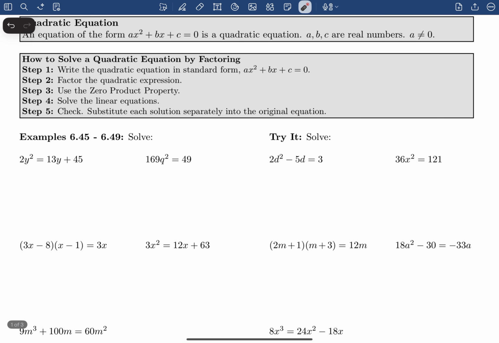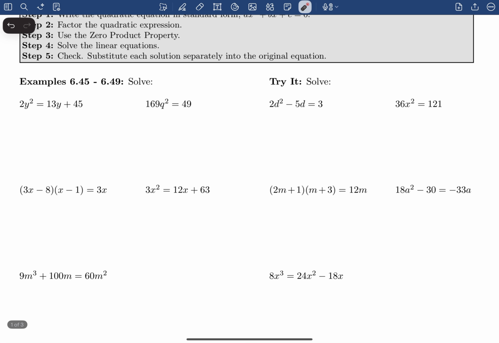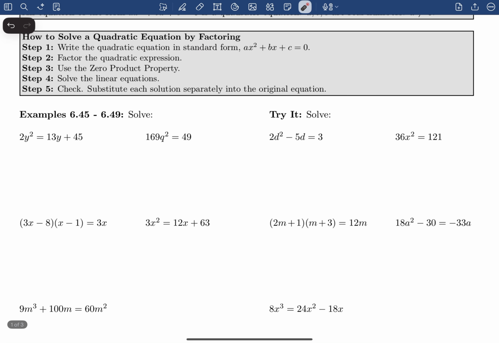Great. So I have a variety of examples. These are examples 6.45 through 6.49, and I'm going to go through them one by one, and we're going to use those factoring skills that we know and go through this 5-step process. So here I go.